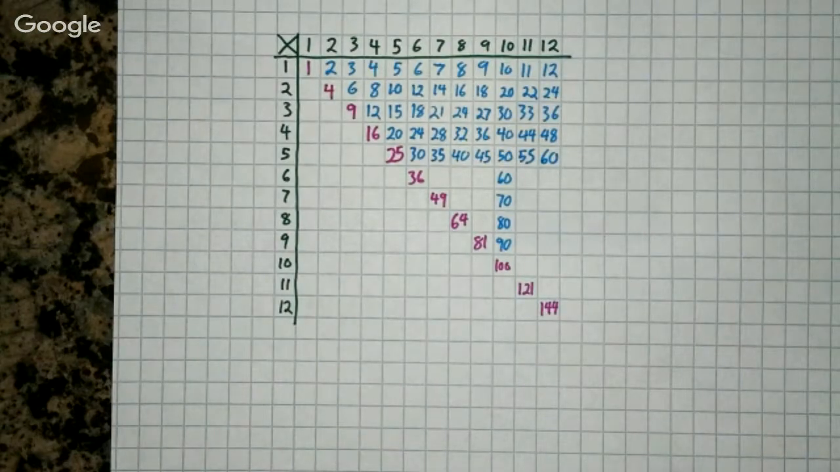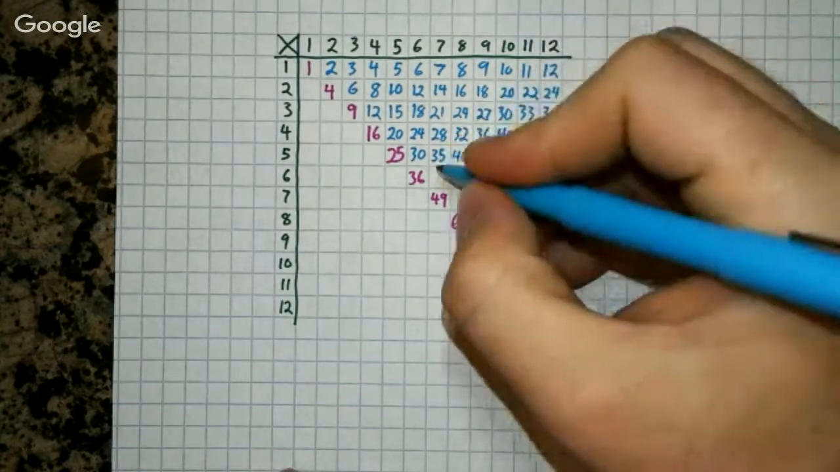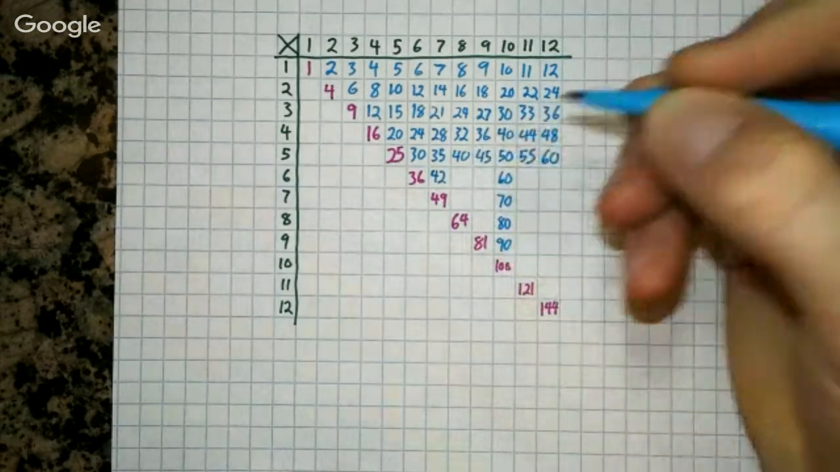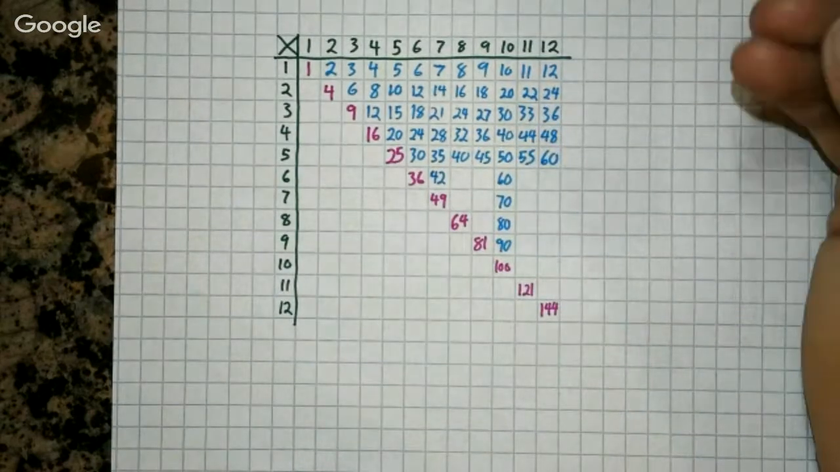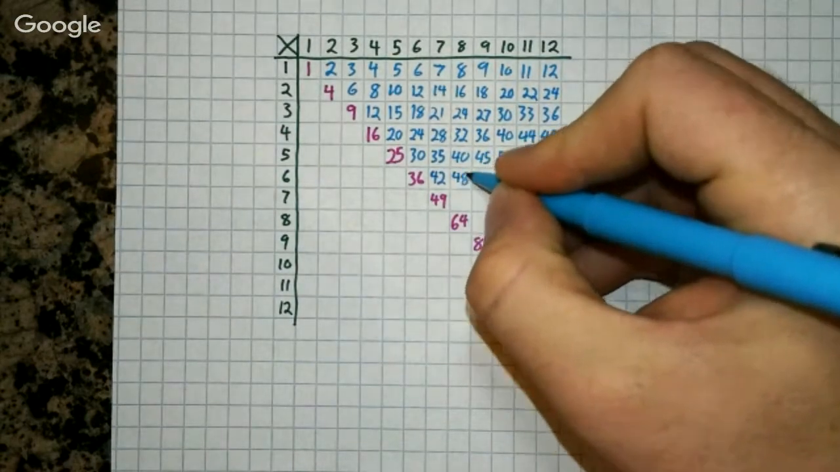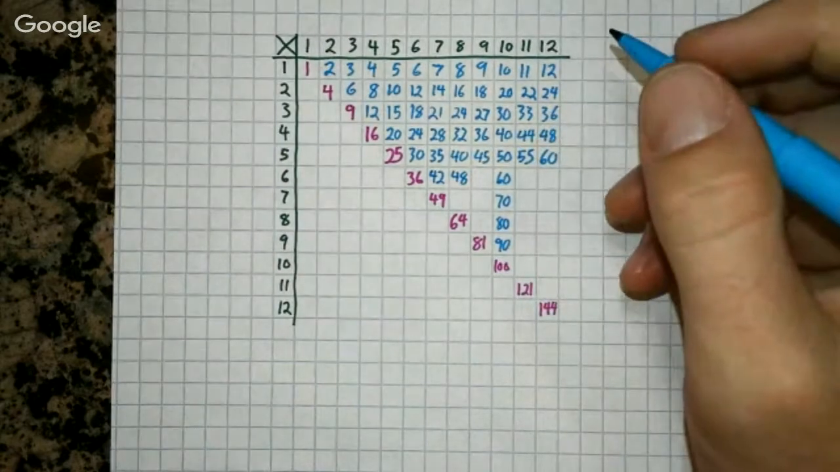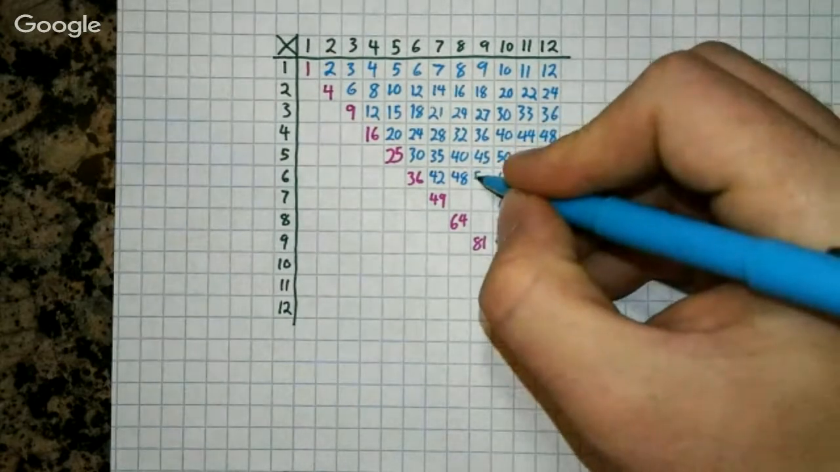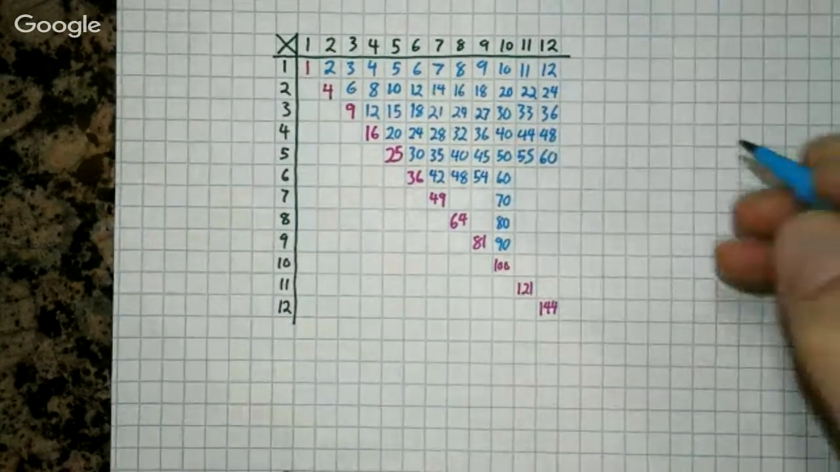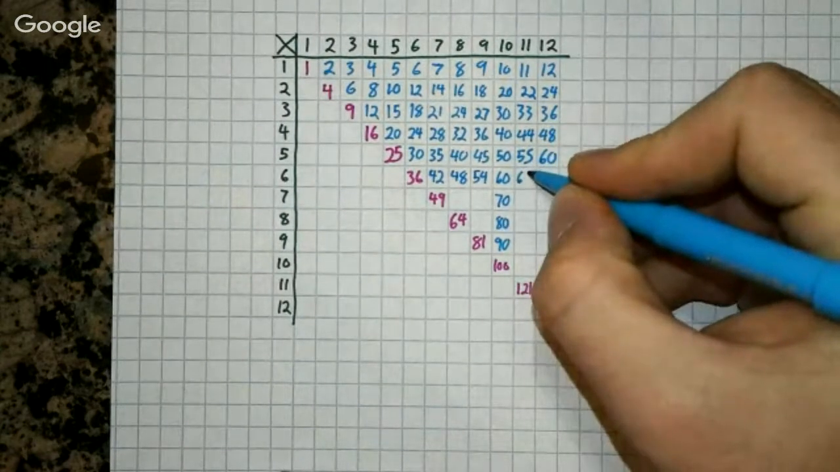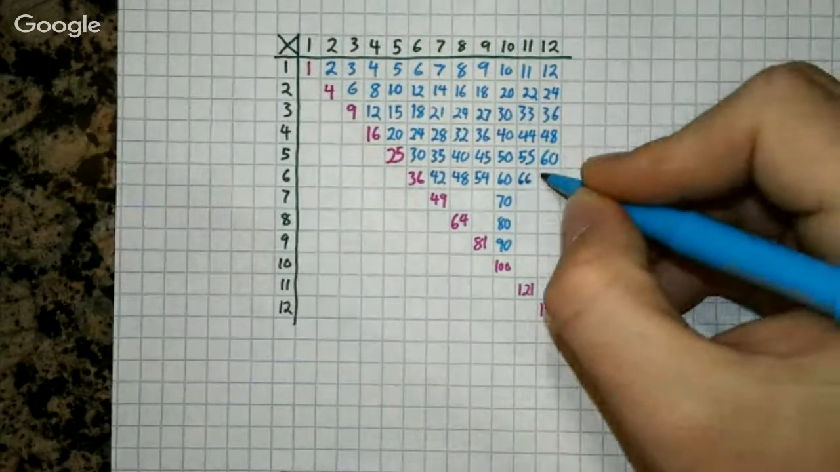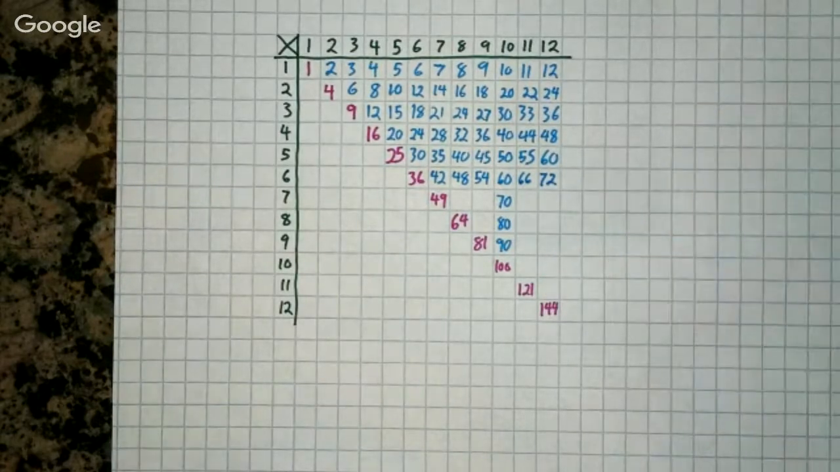Now we're going to go ahead and do the 6s. So 36, 6 times 6 is 36. 6 times 7 is 42. 6 times 8 is 48. 6 times 9 is 54. 6 times 10 is 60. 6 times 11 is 66. And 6 times 12 is 72. All right, we're almost there. We're doing a great job.